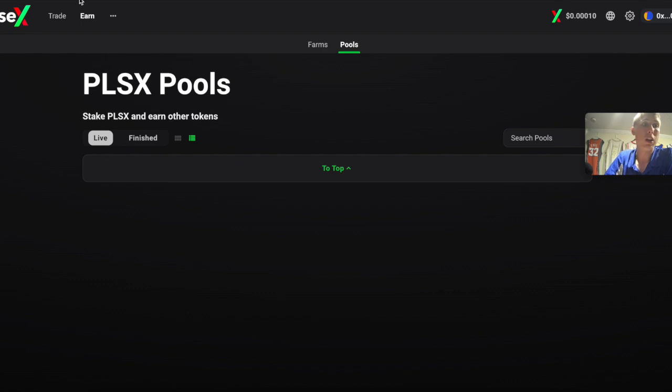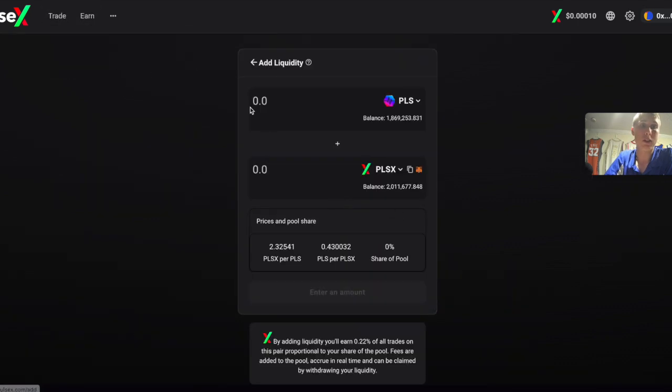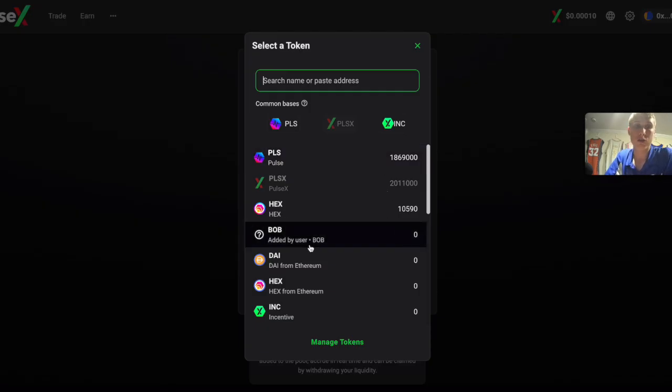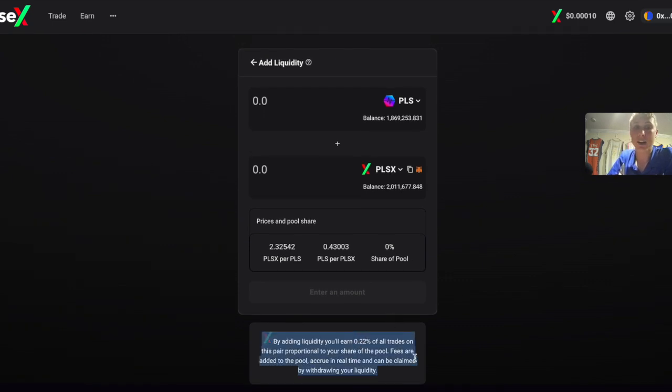But yeah, these are some of the farms you can participate in, or you can simply choose any pool that you want. It's just like Uniswap. You just provide liquidity, you find the LP token, you add liquidity, and you say PLS, PLSX, you choose whatever you want, any of the tokens, and there is a little bit of a difference.